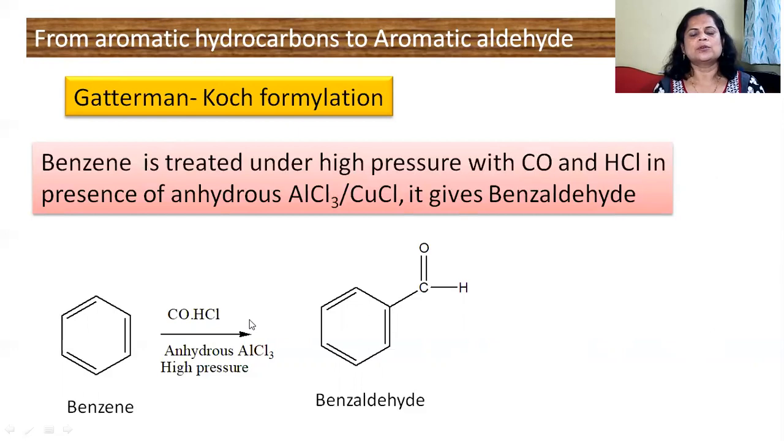From carbon monoxide and HCl, the CHO part is introduced into the benzene ring. What do we add here? The formyl group, the aldehyde group. It is also called the formyl group, and therefore the reaction is known as formylation reaction, Gattermann-Koch formylation, because we introduce the formyl group, CHO group, into benzene using carbon monoxide, HCl and anhydrous AlCl3, and under high pressure benzene is converted into benzaldehyde. So this is a method for the preparation of aromatic aldehyde from aromatic hydrocarbon.